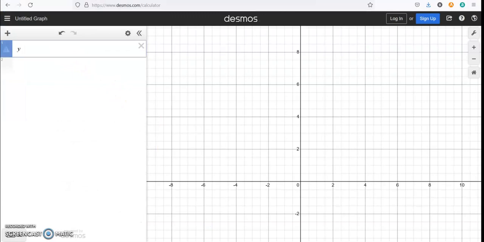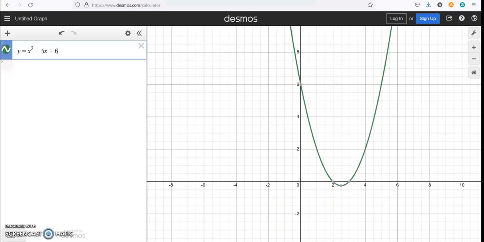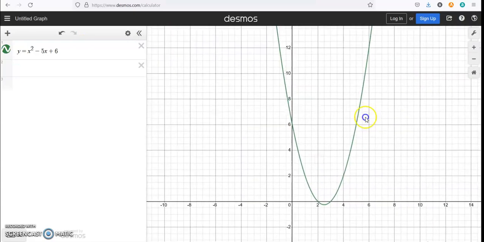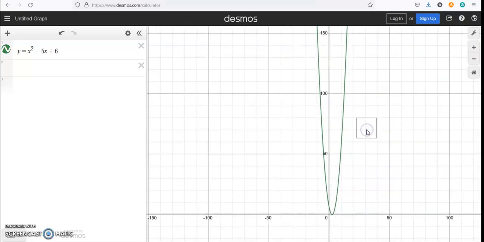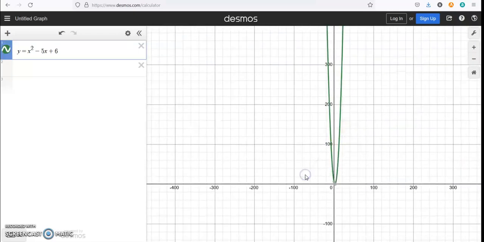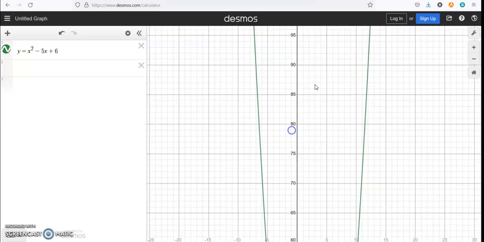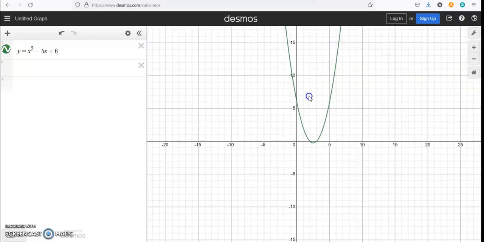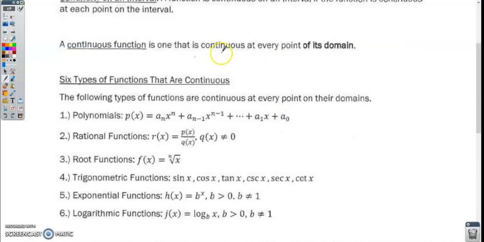If we graph a polynomial, y equals x squared minus 5x plus 6, boom, we should already have a pretty good idea that, with this parabola, it's continuous at every point, not just of its domain, but this is one that is continuous everywhere, and all polynomials are continuous everywhere. So no matter what polynomial we choose, it's going to be continuous everywhere, and therefore it's going to be continuous at every point of its domain.